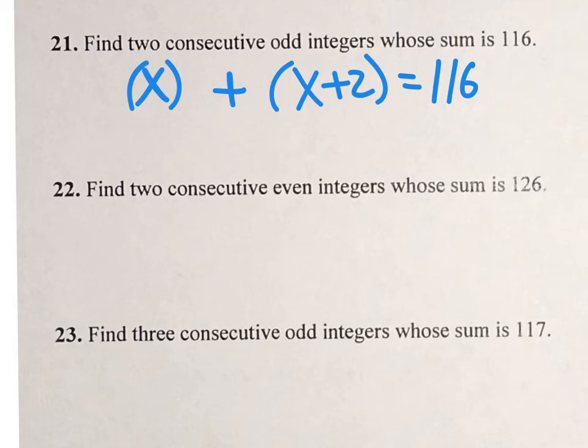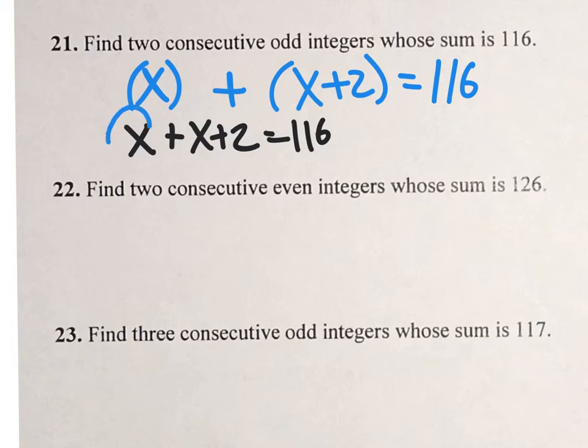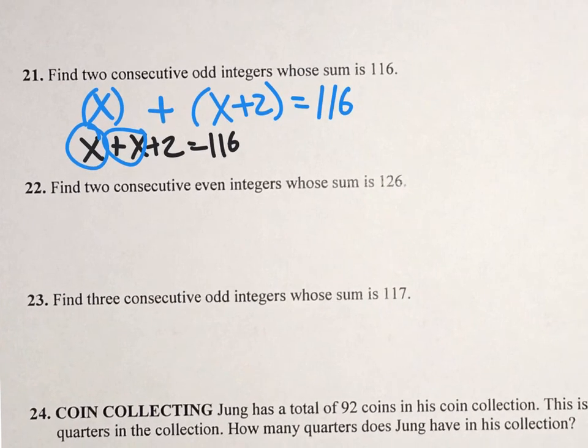So notice that there is nothing to distribute from the outside of the parentheses, so you don't even need the parentheses. You could rewrite it without parentheses. And of course, now you could add the x's with the x's. x plus x is going to be 2x. And you could rewrite your entire equation. So your new equation is going to be 2x plus 2 equals 116.